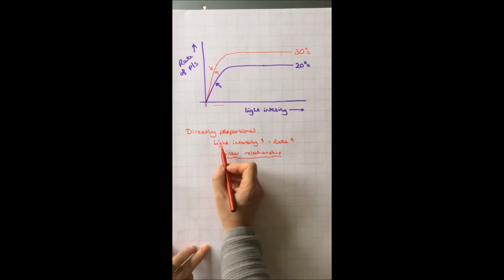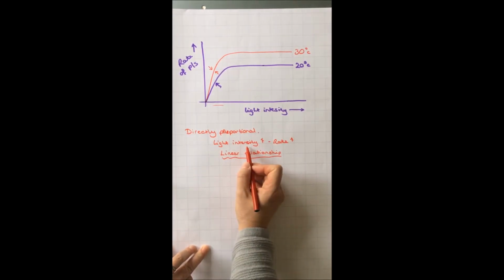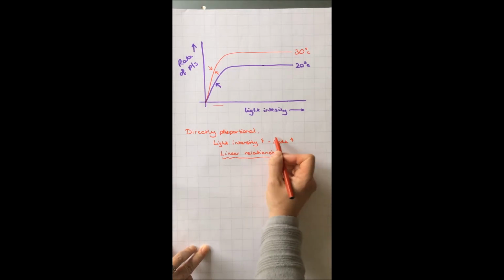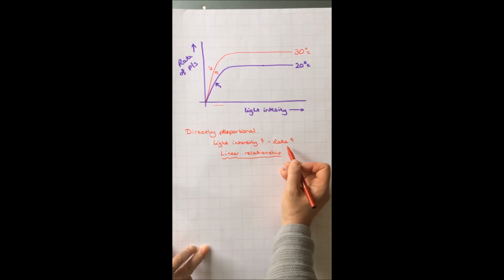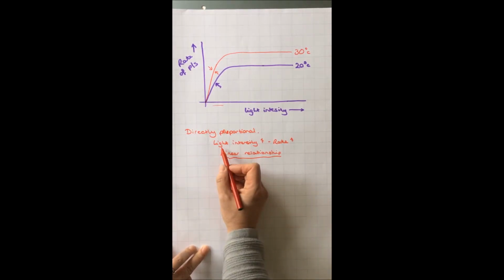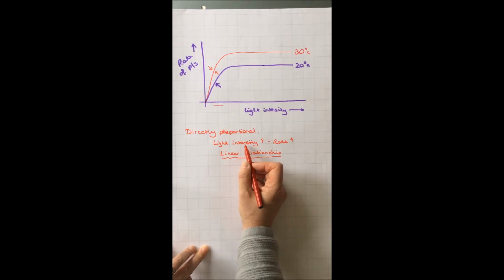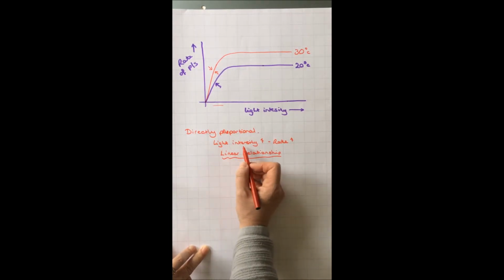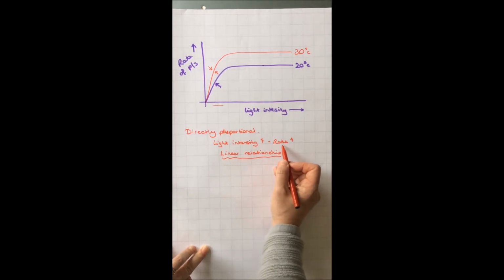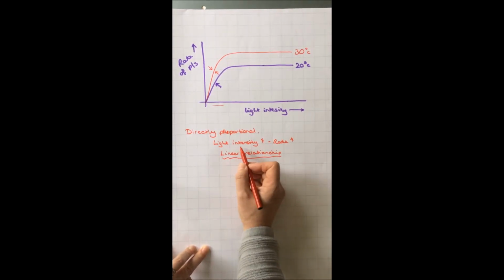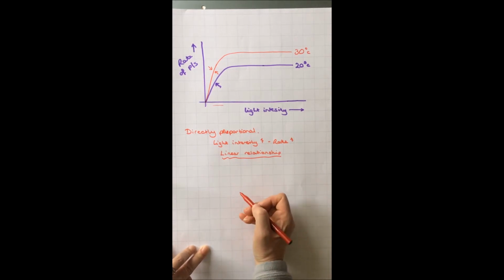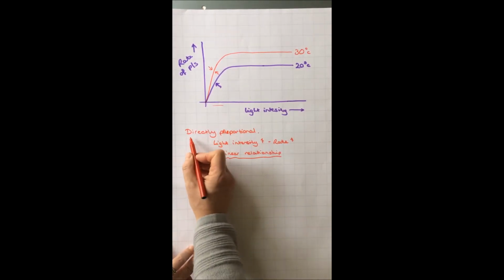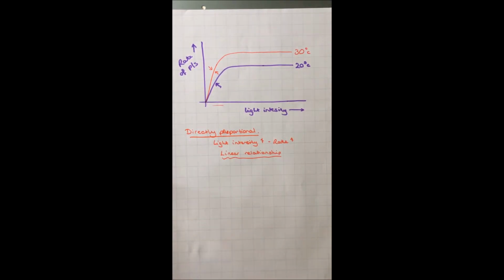And as one of them increases, so here the light intensity increases, the rate increases by the same proportion. Okay, so if light intensity went up by 1%, rate might also increase by 1%. Or if light intensity went up by 1%, rate might always increase by 2%. There's always the same proportion of increase from one to the other. That means that they are therefore directly proportional.